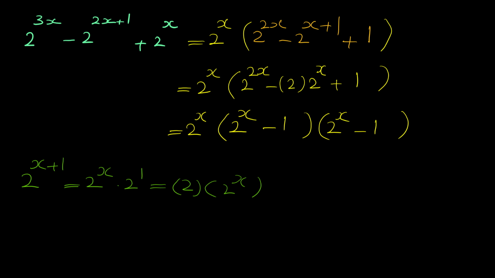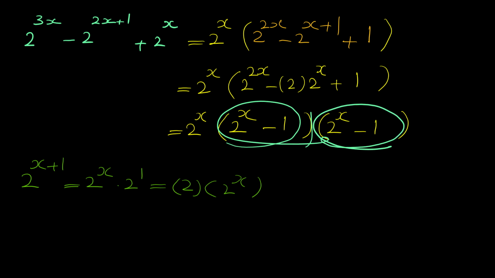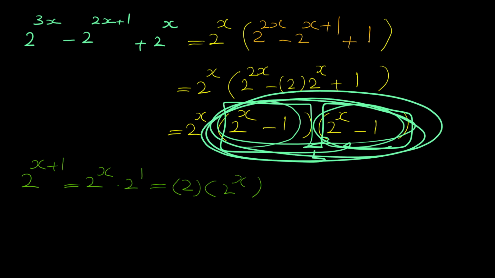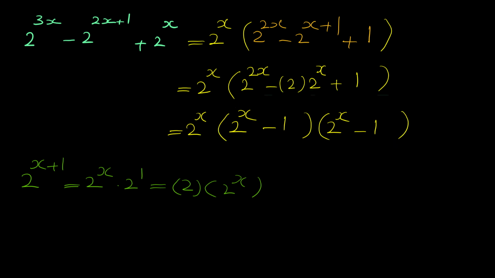So let me add something here. The two brackets here are the same. Because this bracket is the same as this, you can combine these two and write this as 2 to the x minus 1 to the power of 2, because we know that when we have x times x, we can simply write it as x to the 2. So if you want, you can write this final answer in the form of 2 to the x times 2 to the x minus 1 to the 2.